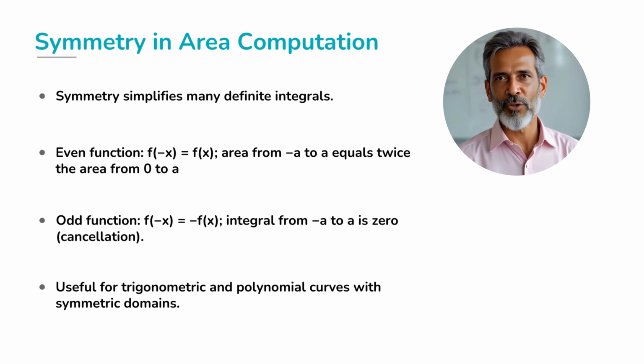Here's a very powerful shortcut: symmetry. If a function is even, that is, f of negative x equals f of x, then the area from minus a to a equals twice the area from 0 to a. For example, the parabola y equals x squared. If a function is odd, that is, f of negative x equals minus f of x, then the integral from minus a to a cancels out to 0. A classic example is the cubic y equals x cubed. So, by simply observing symmetry, we can save half the effort, or sometimes the entire effort of evaluating an integral.